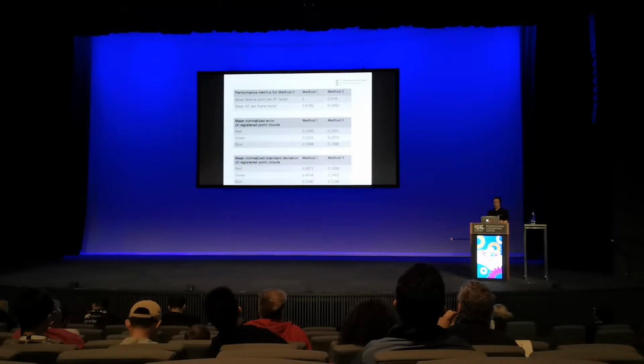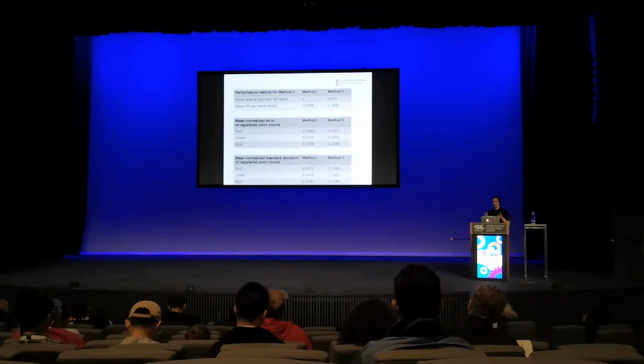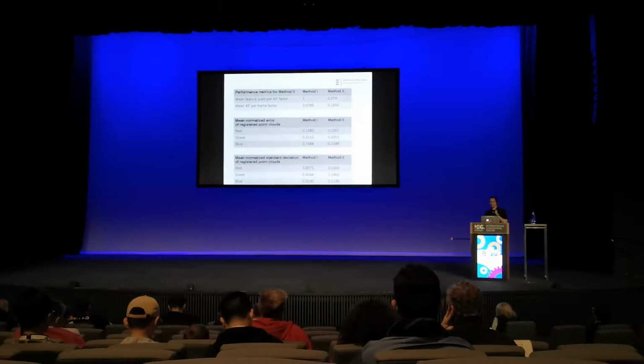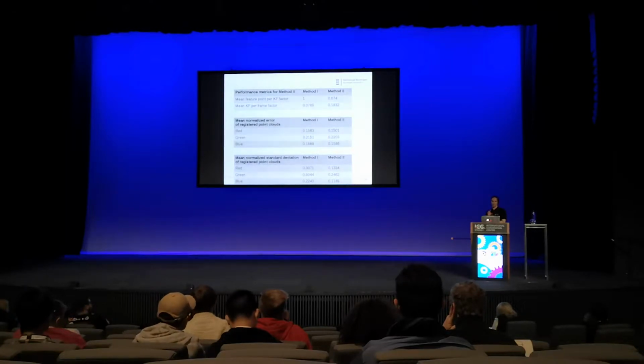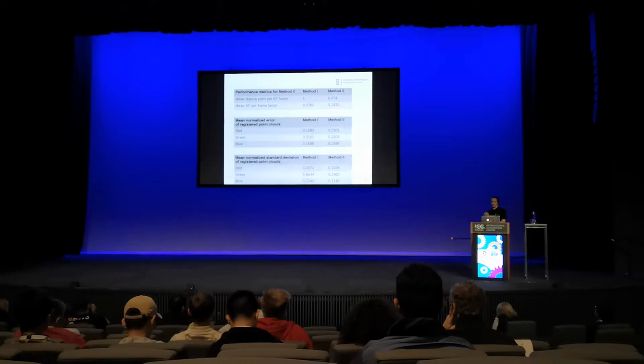Then a second table, you see basically the normalized errors of the point cloud we align to the 3D model stays roughly the same. Right, so there's not much change there. But the interesting part is down in the third table, where you see in method 2, we basically have less noise because the standard deviation is basically cut in half. Right, so the point cloud generated is less noisy. So this means you get a better result there.